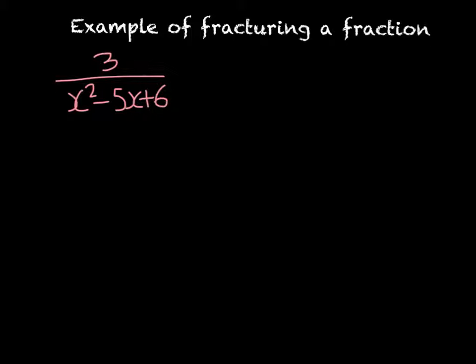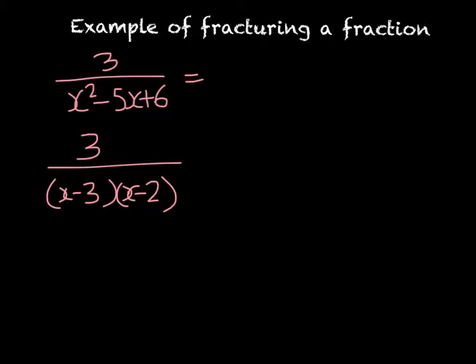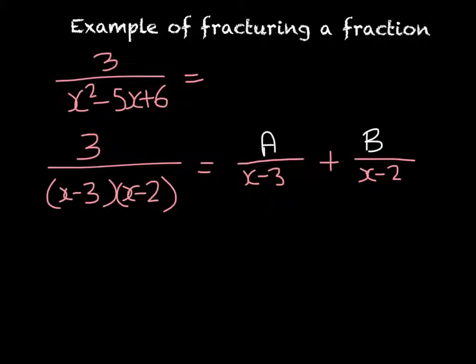the denominator. So that's going to give us 3 over x minus 3 times x minus 2. And so now we know that this fraction is equal to something over x minus 3 plus something over x minus 2. And since I don't know what these values are, I'm going to put in some variables. I'll call the first one a and the second one b.